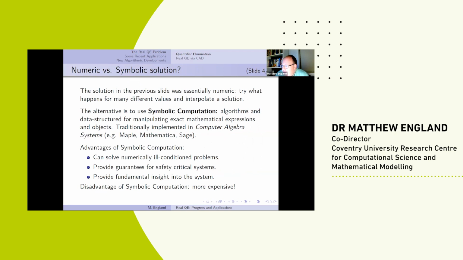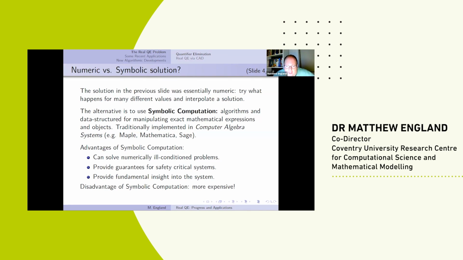The alternative is to use some kind of symbolic computation. Symbolic computation is the field of computer science and mathematics, it's interdisciplinary, that studies algorithms and data structures for manipulating exact mathematical expressions and objects. Traditionally, this has been implemented in what are called computer algebra systems, which are big pieces of software designed for mathematicians or maybe engineers to make use of. Maybe you've heard of Maple or Mathematica or Sage. Something your students may well have heard of is Wolfram Alpha, which is actually a website that hooks into an underlying computer algebra system.